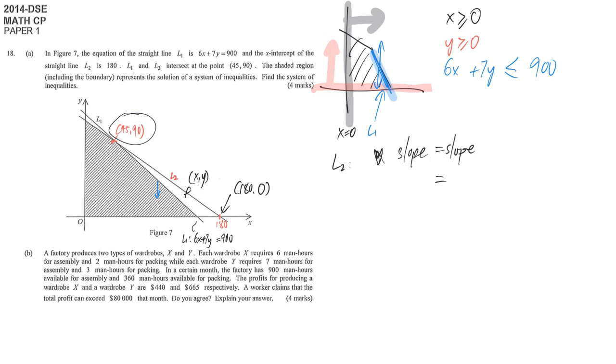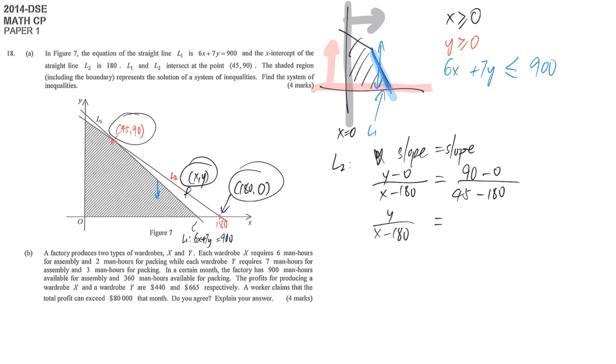On the left hand side, we compare these 2 points, because there is a 0, it seems easier. Y minus 0 over x minus 180 should equal the slope. The slope of L2 is not given, but implicitly told to you by giving you 2 points. So we are going to use these 2 points to find the slope. 90 minus 0 over 45 minus 180, we get negative 2 over 3. Therefore, y is equal to negative 2 over 3 times x, plus negative 2 over 3 times negative 180, which gives you positive 120.